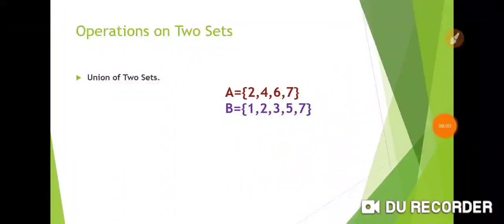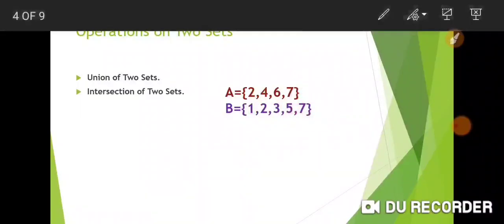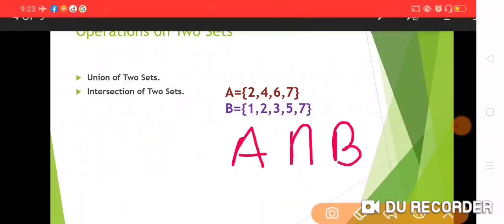Okay. Now the next operation is the intersection of two sets. Suppose we have set A equal to 2, 4, 6, 7 and set B is 1, 2, 3, 5, 7. If I want to take the intersection of these two sets, how am I going to take it? First A intersection B. This is the sign for intersection.